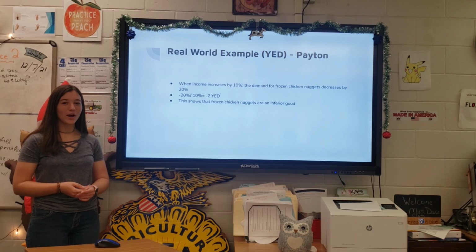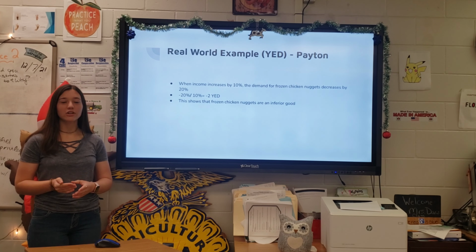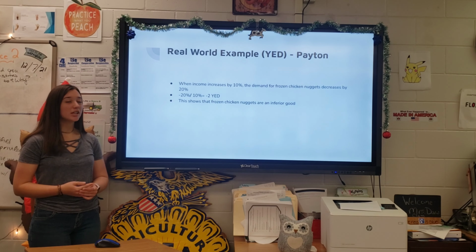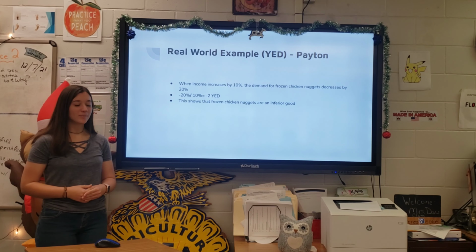So using income elasticity of demand allows you to determine if a good is an inferior or normal good. In this case, since it's a negative, the frozen chicken nuggets would be an inferior good, as people buy less of them whenever their income increases.